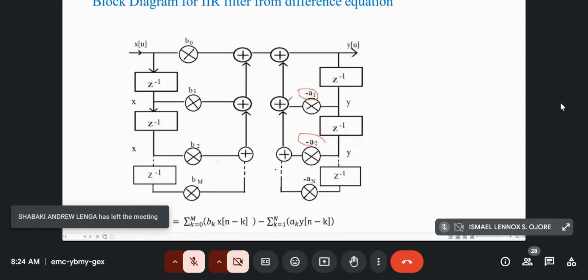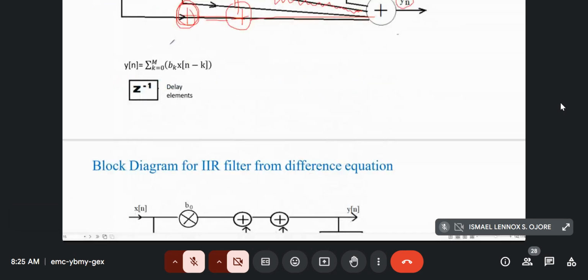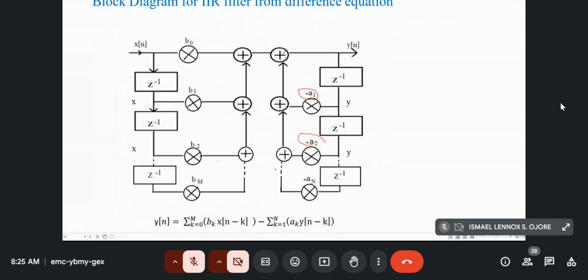This is a block diagram for IIR. Yeah, this is for FIR. The IIR, this will be one of the forms of IIR. Again, this is direct. This one we call direct form 1. So we are going to see different direct form 1s, and later we are going to see that for IIR you have direct form 1 and direct form 2.